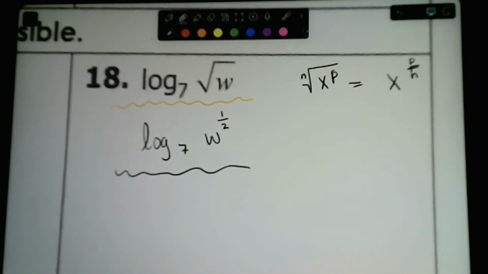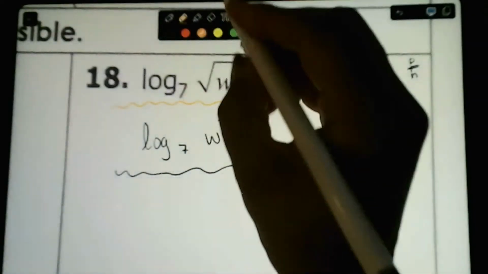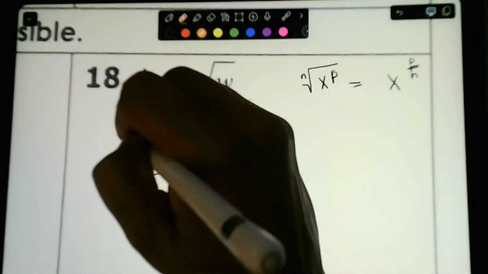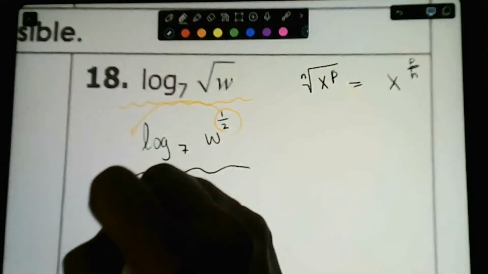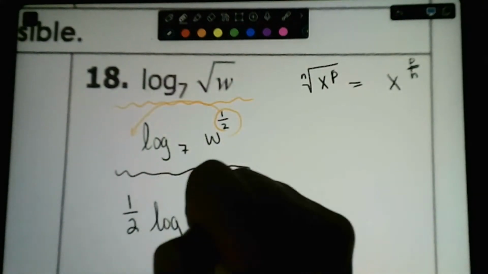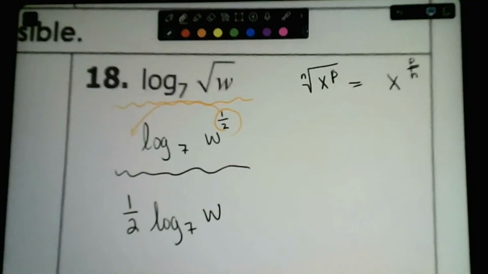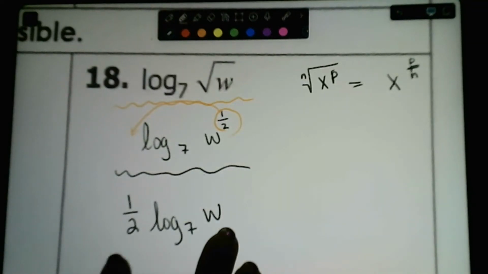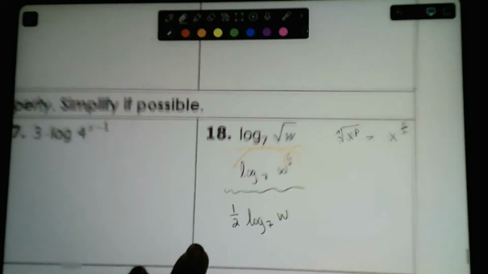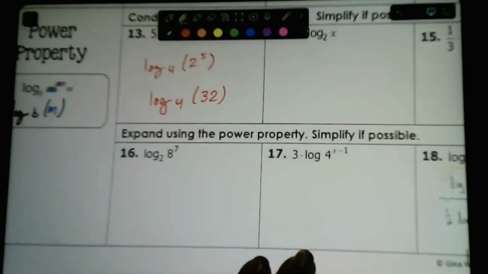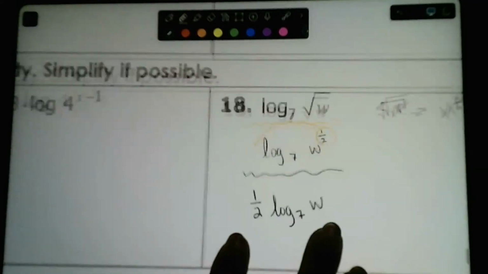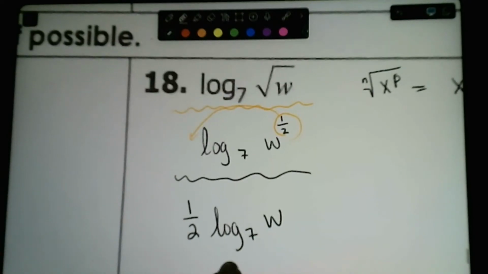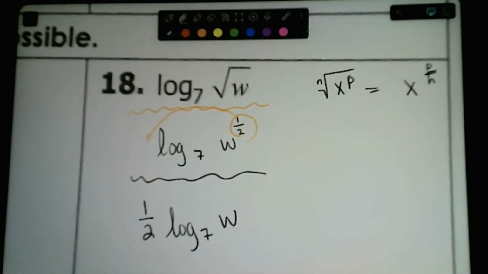Now that I have this written with exponents rather than in radical form, I can use the power property of logarithms to grab this exponent here at the top and shove it down as a multiplication in the front of the logarithm. That is what this property lets me do. And now it's as simplified as I think I can get it. Yeah. That's it. That's all there is to this one. Questions, comments, concerns?